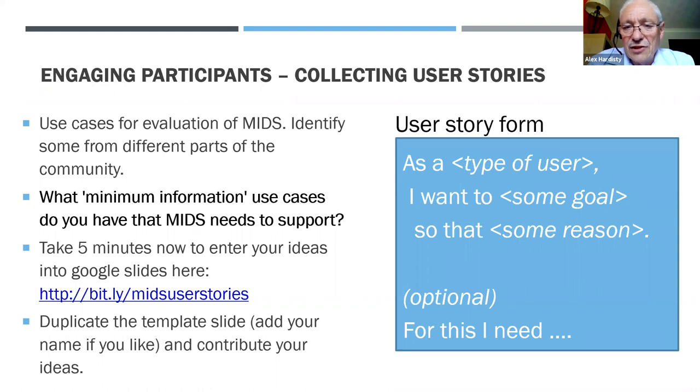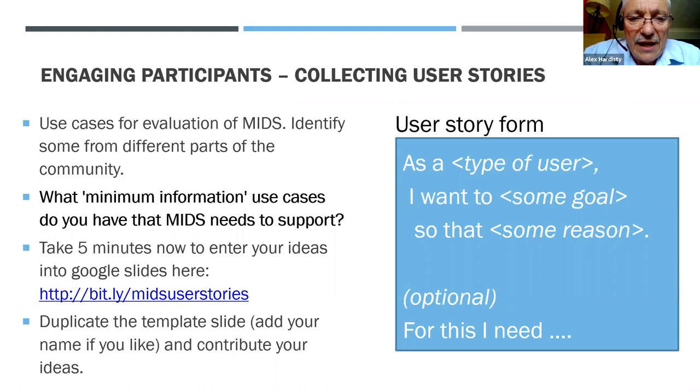For example, as a scientist, I want to be able to identify all specimens from a particular region so that I can plot their distribution on a map, for example. And then optionally, you can qualify that by saying the kinds of information that you need to be able to do that thing.